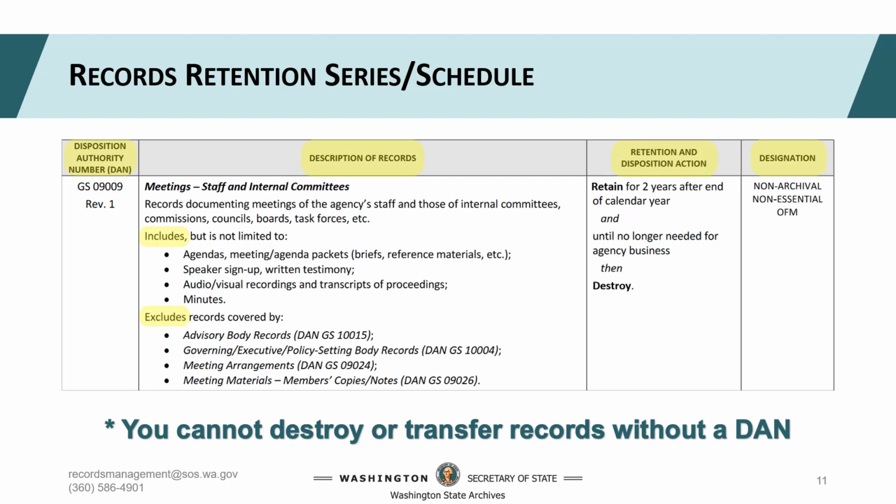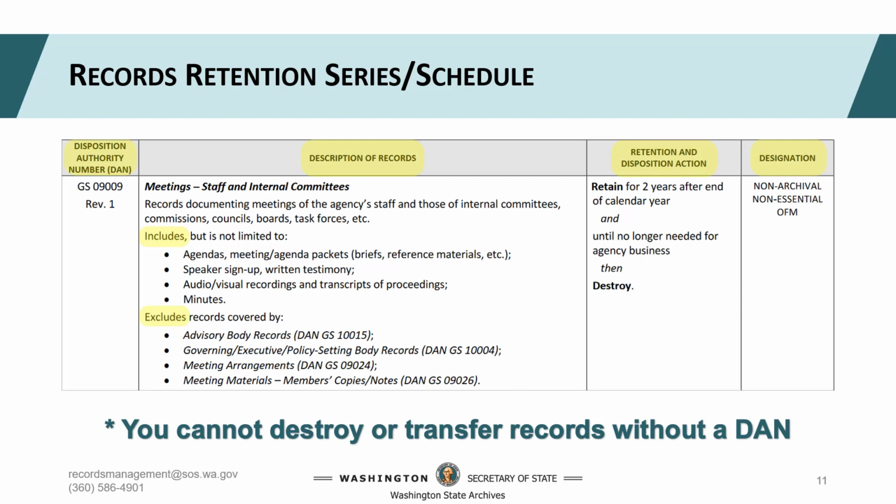This record series covers records about the agency operating on behalf of itself, placing it in the realm of CORE in the State General Schedule. The retention and disposition action tells you how long to retain a record, when that countdown starts, and what you do with the record once it has met retention. In this example, you have two countdown triggers: end of calendar year and until no longer needed for agency business. As soon as both are satisfied, the record is retained for 2 years before being destroyed.